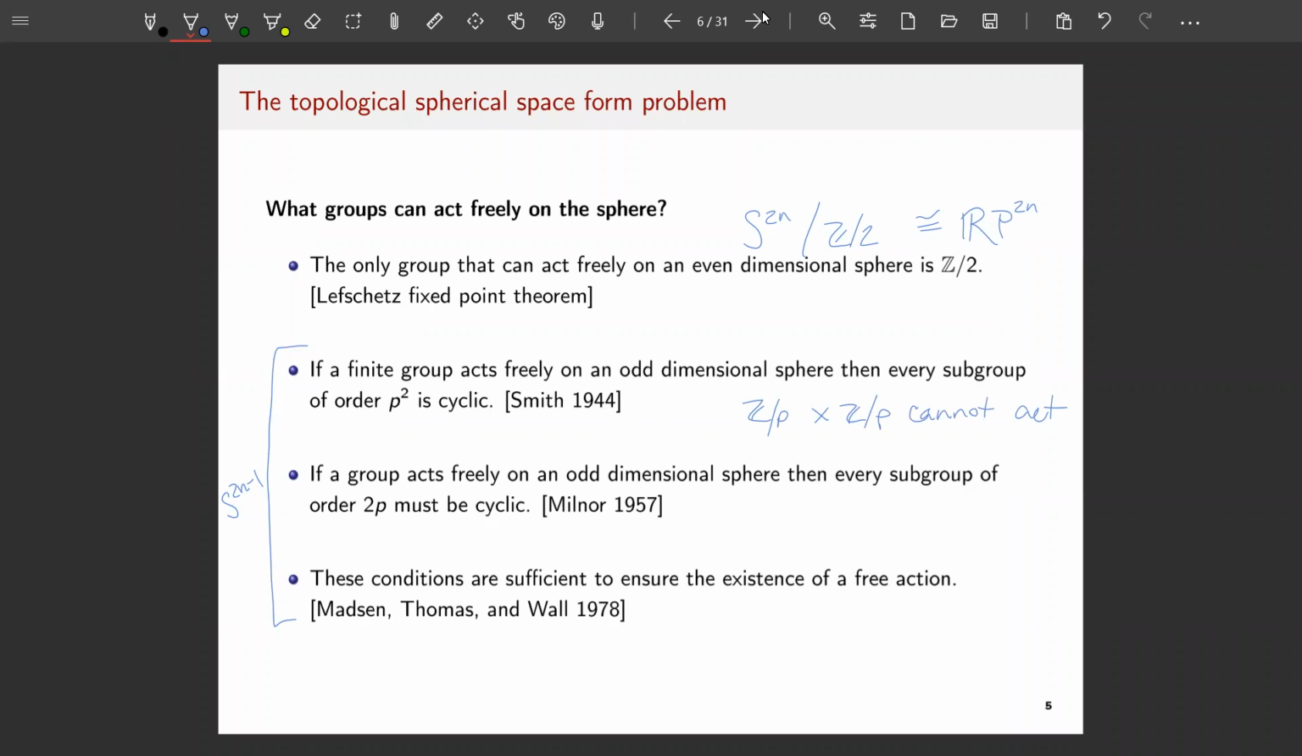There's the second condition from Milnor in the 50s that every subgroup of order 2p must be cyclic. And so this gives us things like dihedral subgroups cannot act. So we can't have groups that contain dihedral subgroups. And that will also be important when we shift to products of spheres.